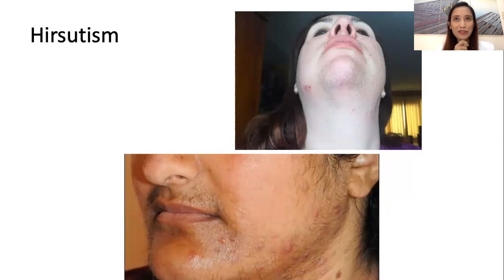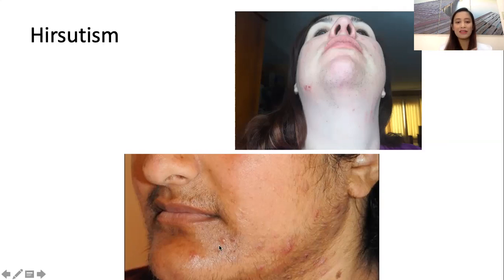Remember that character in the movie, I forgot the movie, the musical with Hugh Jackman, one of the characters with very thick hair, but she's a female. That's an extreme form of hirsutism. This is also a form of hirsutism. You have a thick mustache, and also there's more hair here. That's also hirsutism, and you also have acne in the face.